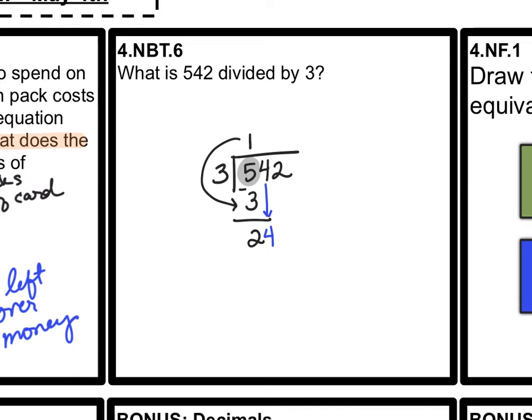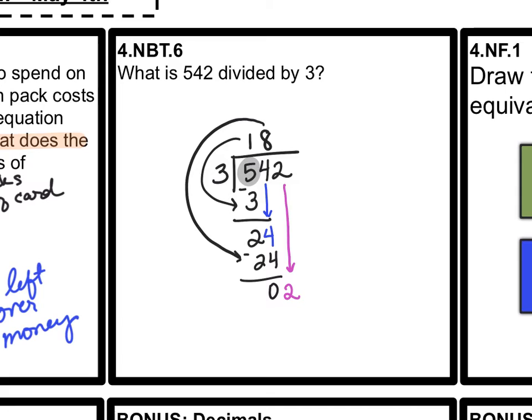So 3 fits into 24. Or 3 times what gives me 24? That's 8. So I put an 8 right above that tens place. And I multiply 8 times 3. Multiply it down. So 3 times 8 is 24. Subtract, and I get 0. Now, normally we would say we were done, but our quotient is not 18, and I still have one more number to bring down. So I'm going to go ahead and bring down this 2.